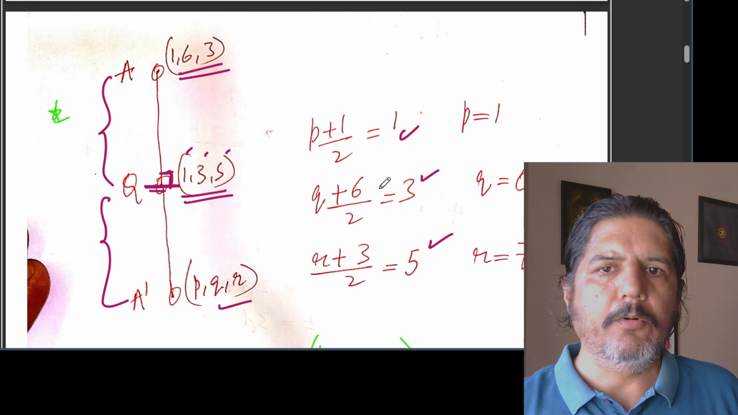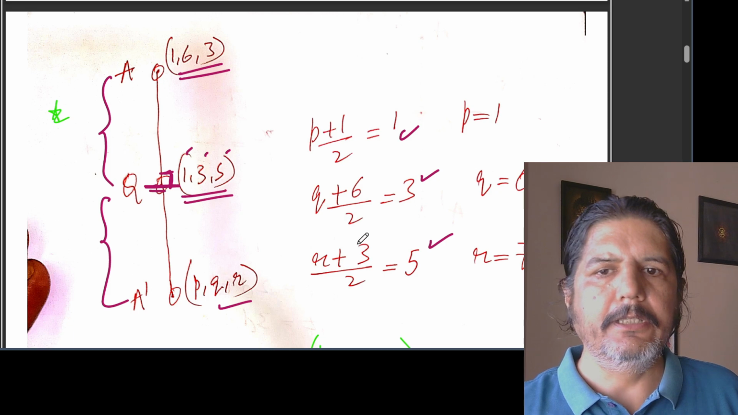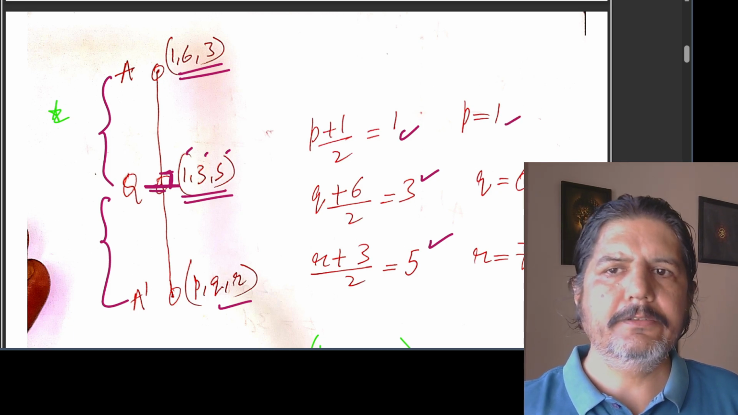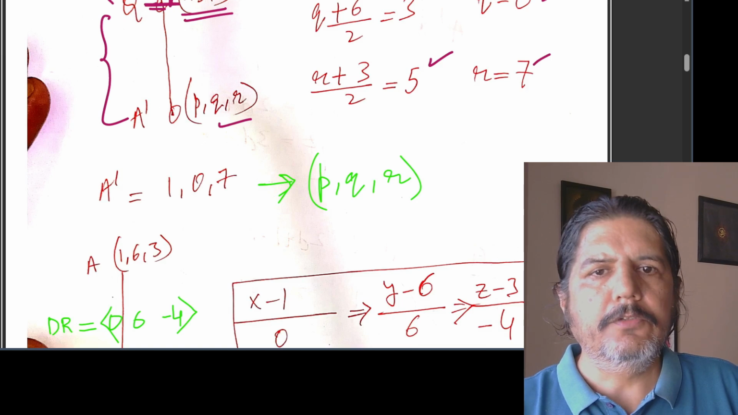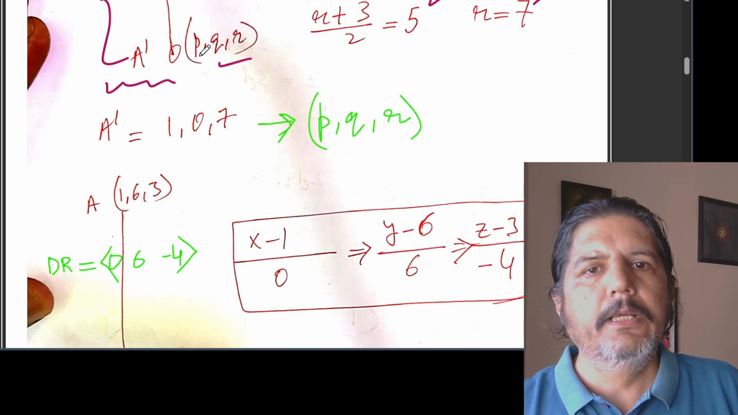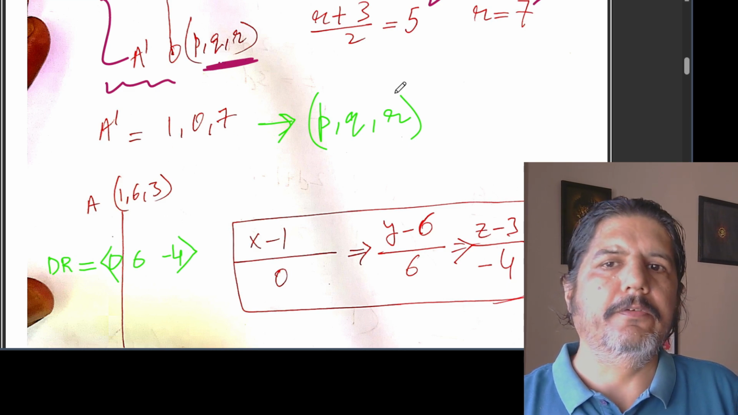P plus 1 upon 2 is equal to 1. Q plus 6 upon 2 is equal to 3. R plus 3 upon 2 is equal to 5. Calculating this, I will find p, q, r as 1, 0, 7. So A dash, the coordinates of the image, are 1, 0, 7.